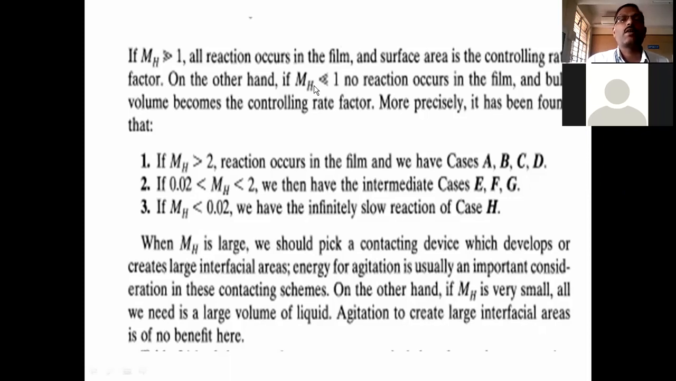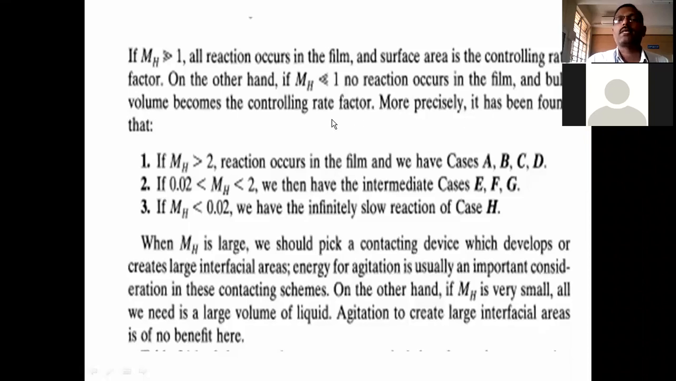On the other hand, if MH is less than 1, it means MS is less than 1, and no reaction occurs in the film. The bulk volume becomes the controlling rate factor, because the reaction does not occur in the film but in the bulk of the liquid. So bulk volume is the important thing.